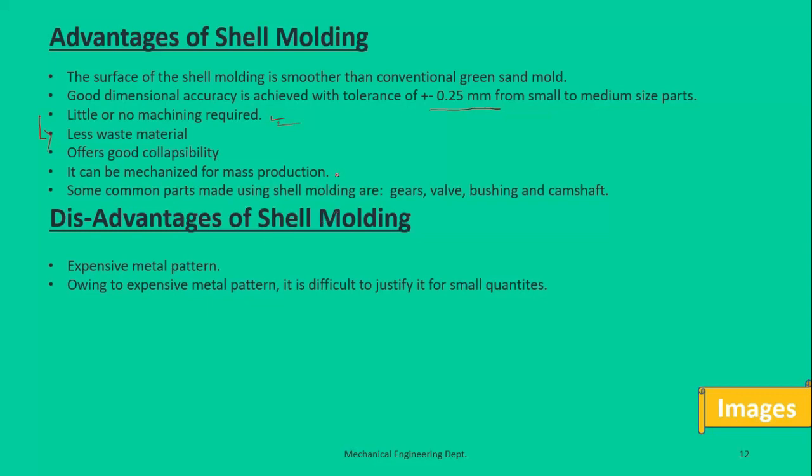And it can be mechanized for mass production because it has several steps involved, and it involves the metallic pattern here. So this kind of expandable mold casting, the shell molding, is not justified for small quantities, rather it is justified for large quantities. So it can be mechanized for mass production. Some common parts that are made using the shell molding are gears, valves, bushings, camshafts. So these are general parts that are used in automobiles that are made using the shell molding process.